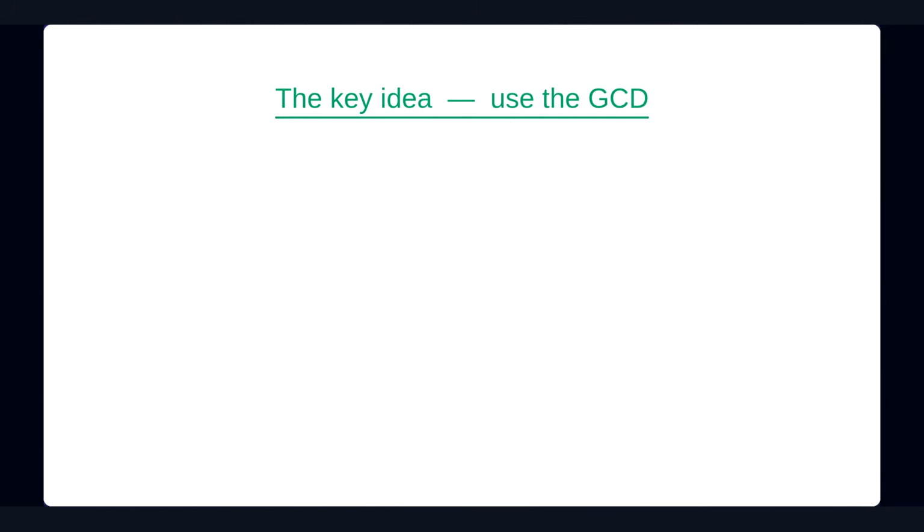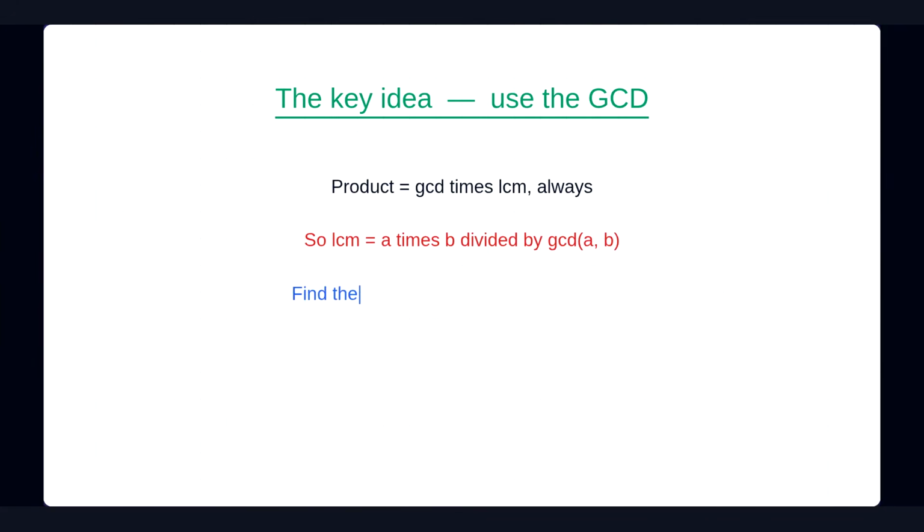Here is the relationship that makes this easy. For any two numbers, their product equals their greatest common divisor multiplied by their least common multiple. Rearranging, the least common multiple is a times b divided by the greatest common divisor. So we first compute the GCD using Euclid's algorithm, then multiply the two numbers and divide by that GCD. One helper, one formula, and we are done.